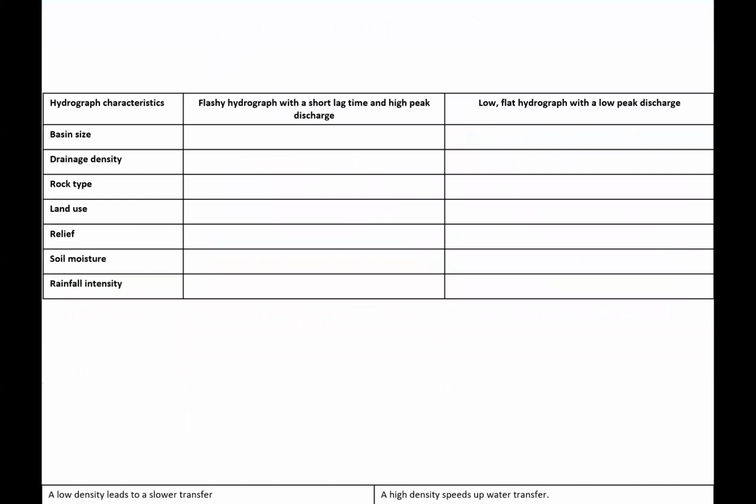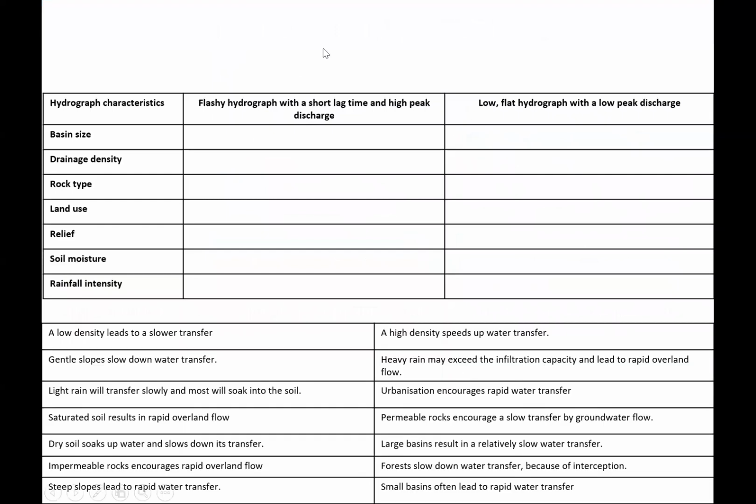So there's your table that you will have drawn. A low density leads to slower transfer. So you've got to think, well, which characteristics is that about? I think that's about drainage density. So a low density leads to slower transfer. Do I think that's going to be a flashy hydrograph or a slow response? I think that's slow response. So I'm going to write that statement in this section here. Then you've got high density speeds up water transfer. So that's still to do with drainage density, and that's going to cause a flashy hydrograph, so you'd write it there.